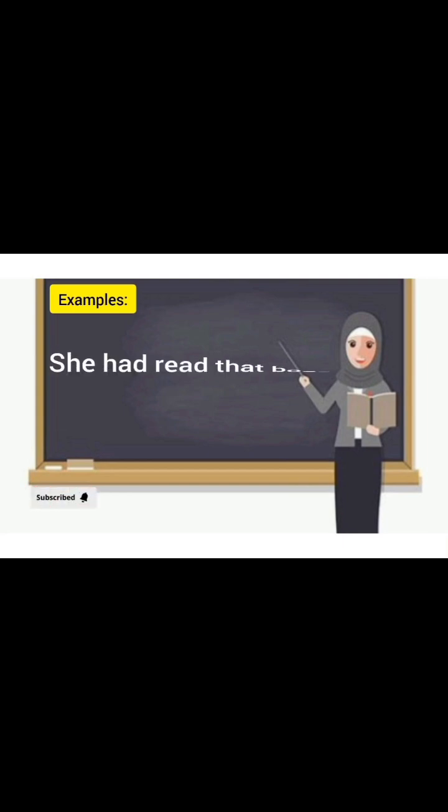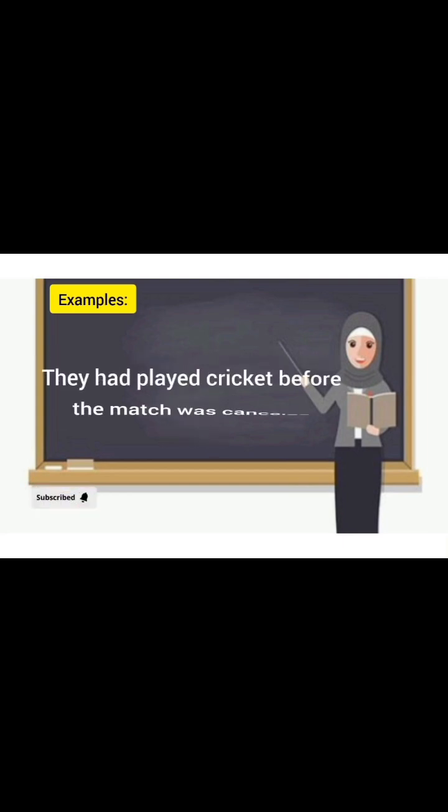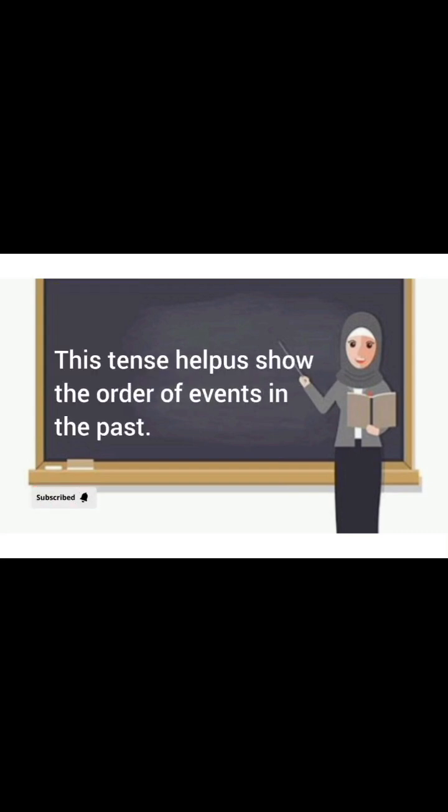Examples. She had read that book already. They had played cricket before the match was canceled. This tense helps us show the order of events in the past.